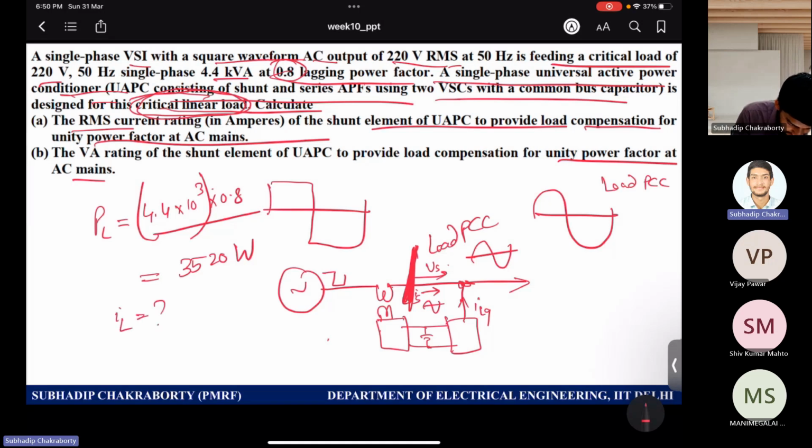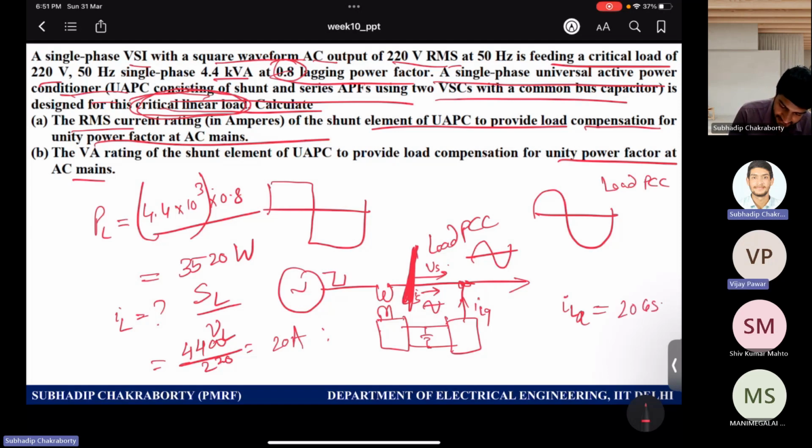And what is the current? IL is just kVA divided by VL. So what is it? 4400 divided by 220. What is it coming to? 20 amps. So this is the AC load current. Now what is the active component of load current? I denote it by ILA. So it is 20 into cos theta, where cos theta is 0.8. So 20 into 0.8, right? So it is 16 amps.